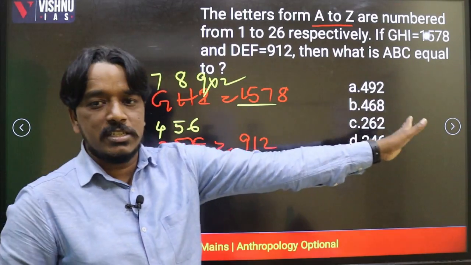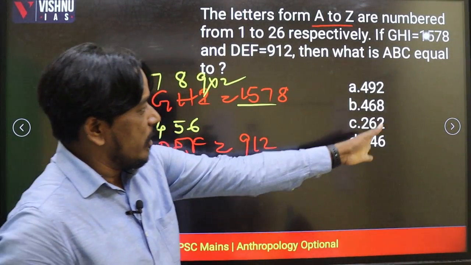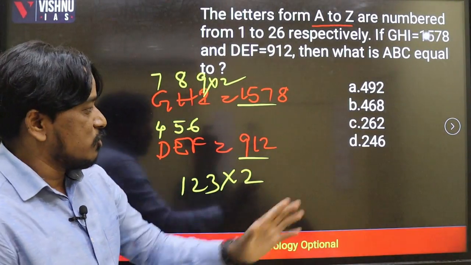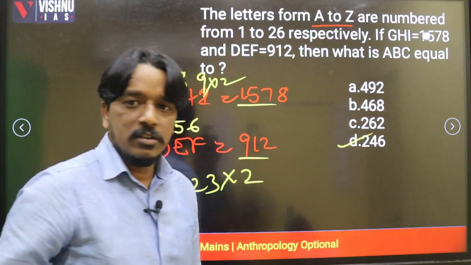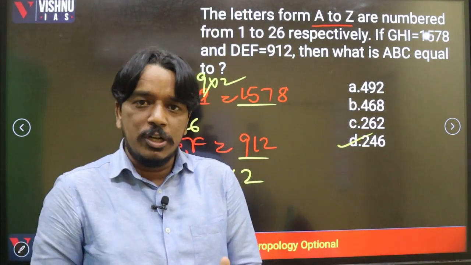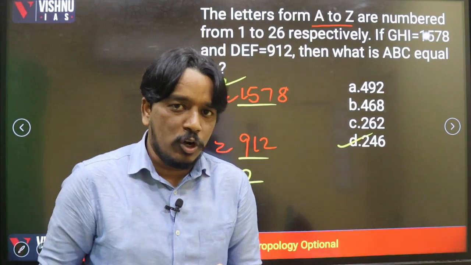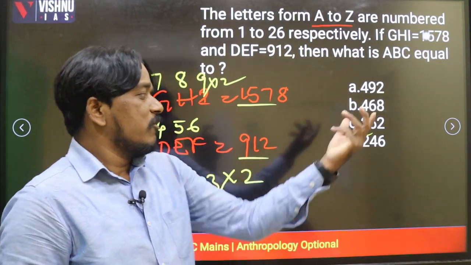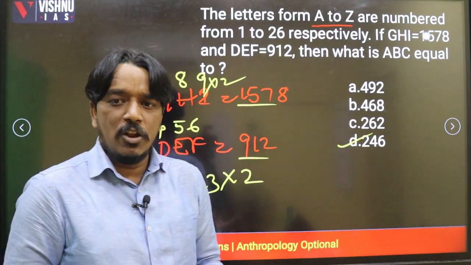So what is the correct answer? Just apply here directly. The end digit should be 6, so directly you can take 246. No need to multiply. Even if you are not good in multiplication, even if you are not from a maths background, very easily we can answer using digit place logic also.